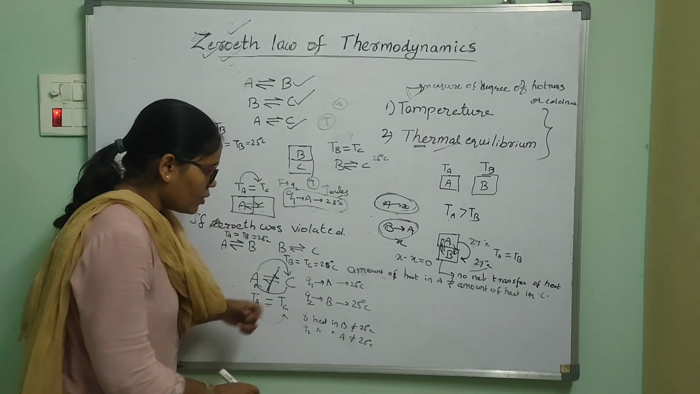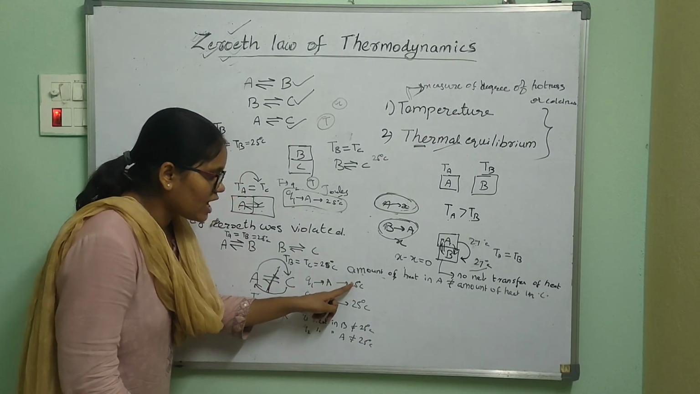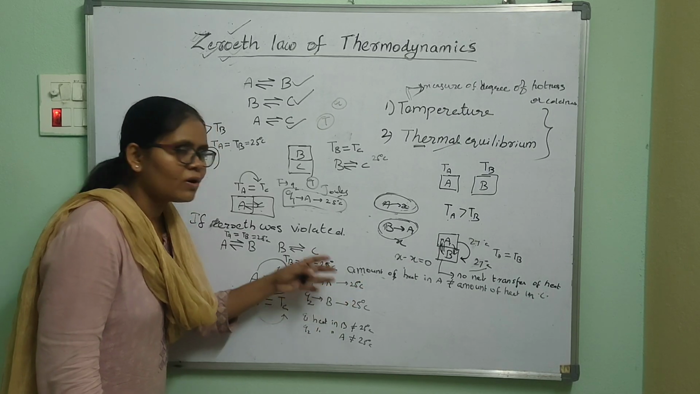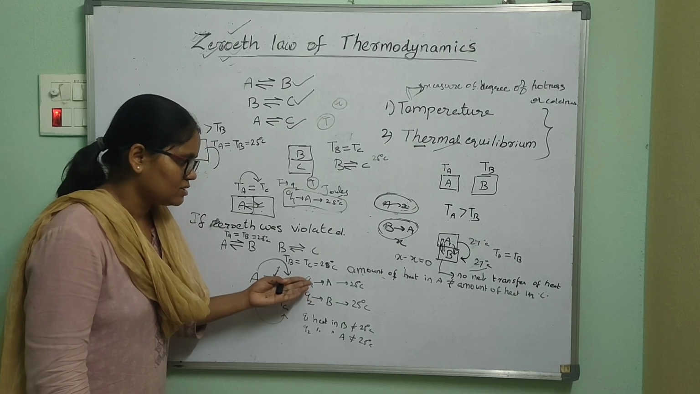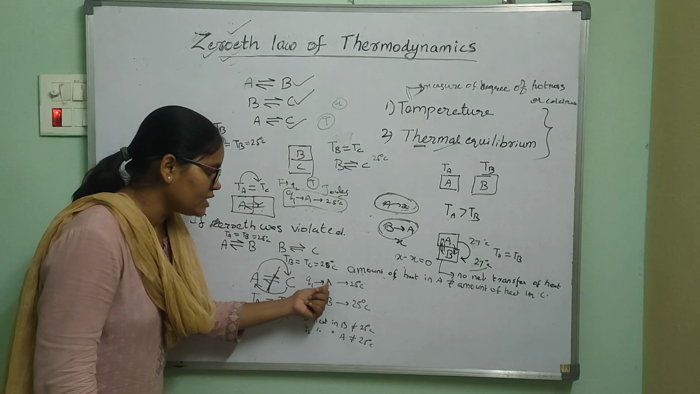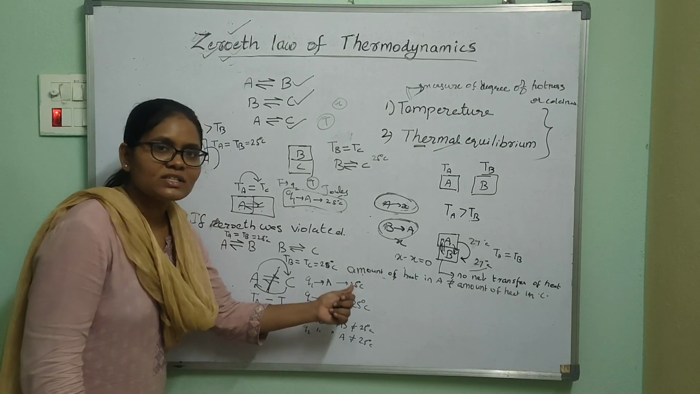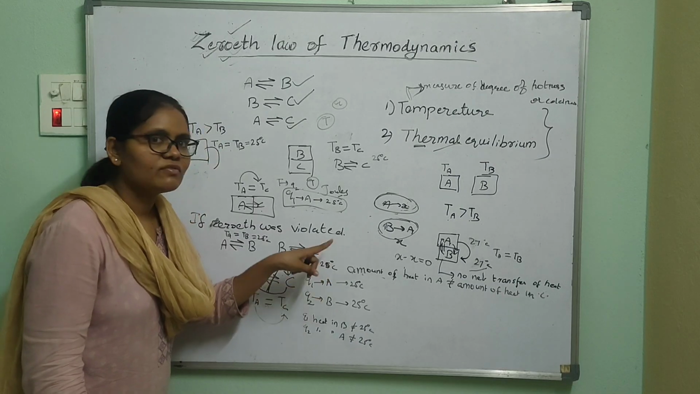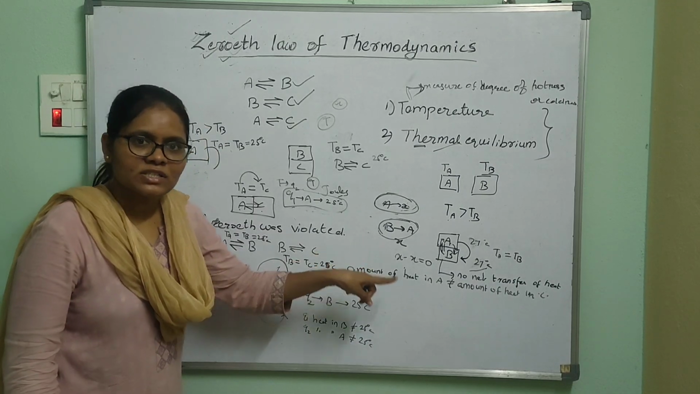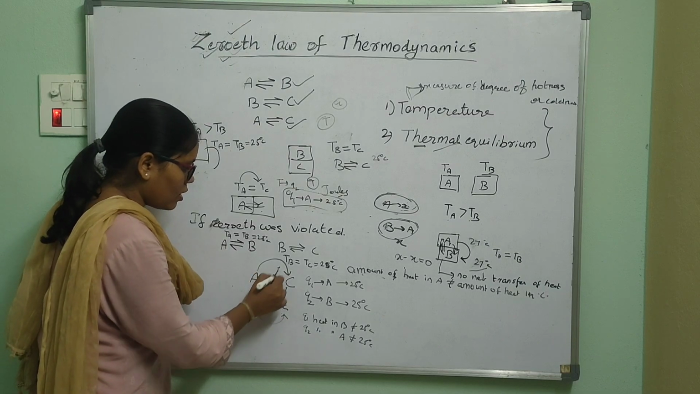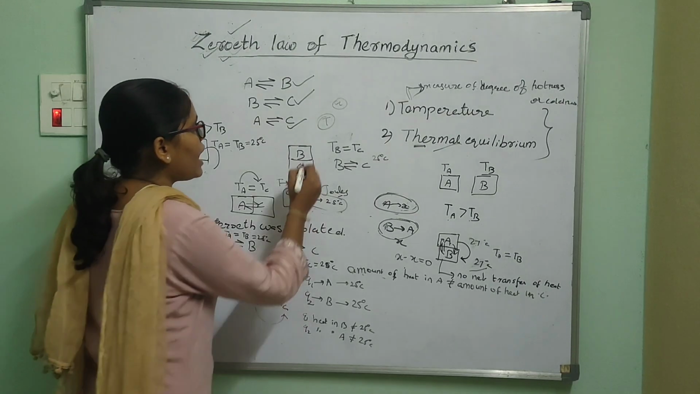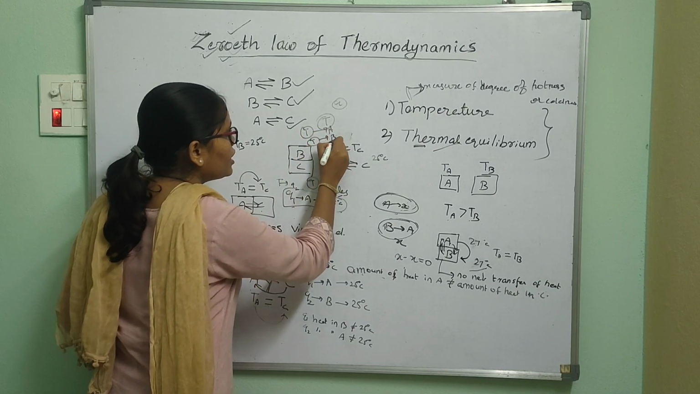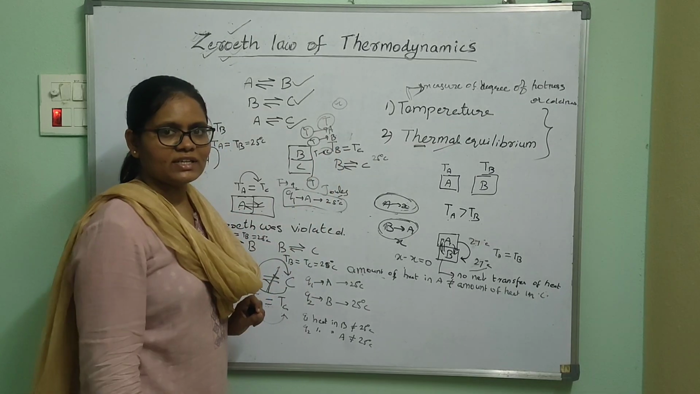So that means the temperatures are equal but the heat content is different. That means this temperature is no longer the measure of heat content, right? This temperature is the measure of heat content only in A. This temperature is the measure of heat content only in B. So that means every object will have its unique temperature scale if the zeroth law was violated. Okay. So you need to have a different temperature scale for A, a different temperature scale for B, a different temperature scale for C, right?